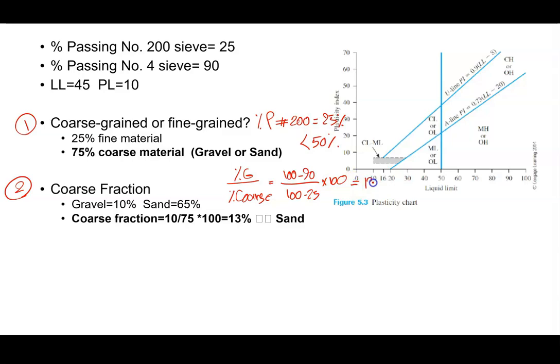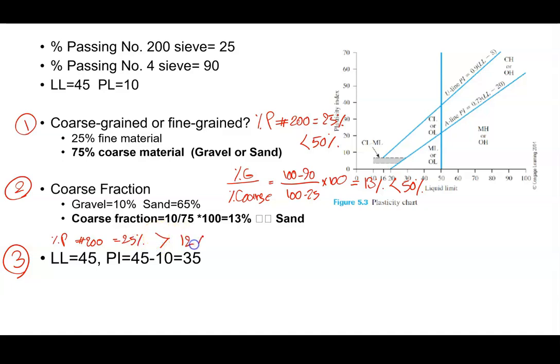Which is equal to 13%, which is again lower than 50%, which means that it's mostly sand, not gravel. Now, we again need to look at percent passing from number 200, which was 25%, which is higher than 12%. So we have sand with fines. We need to use the plasticity chart to see the fines that we have in our sand sample. Is it clay or is it silt?